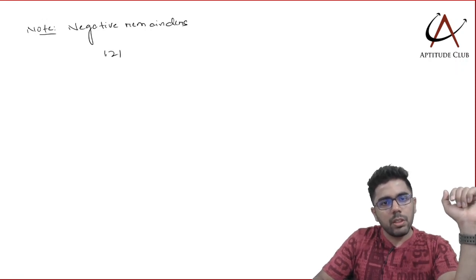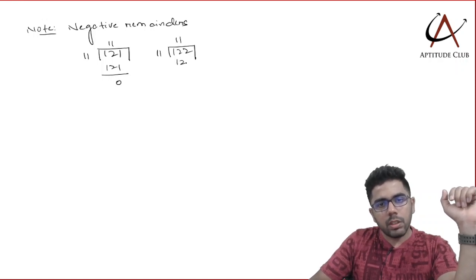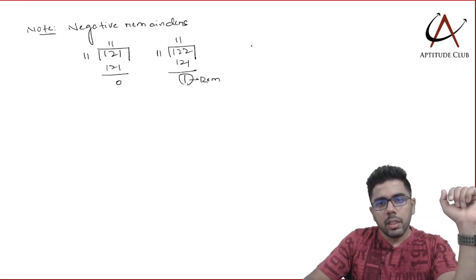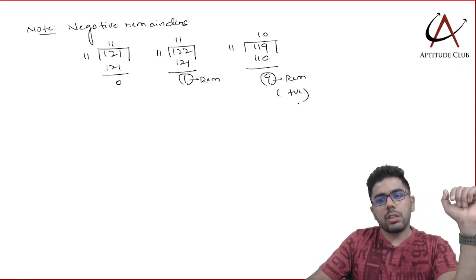So suppose 121 divided by 11. How do you divide this? 11 into 11 is 121, remainder is 0. So when I take 122, I can write it in this way. 11 into 11 is 121 and I am left with 1. This is the remainder. Similarly, when I write 119 divided by 11, you will say, sir, ideally we should do it in this way. And 9 should have been the remainder, but 9 is your positive remainder.